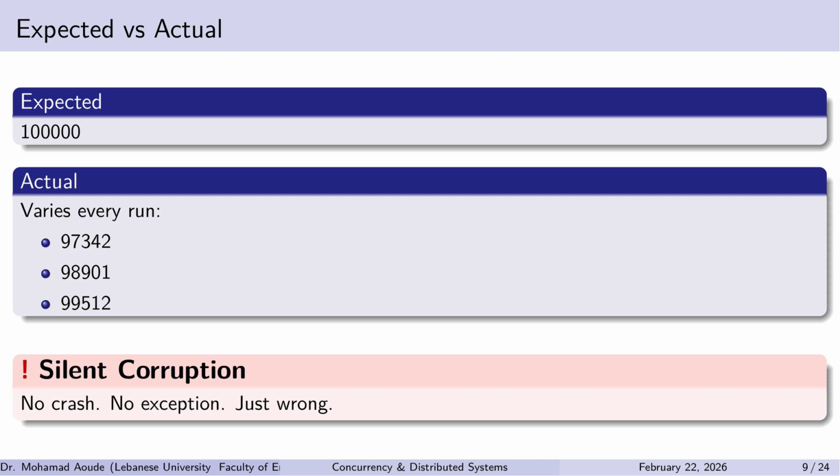Expected output is 1,000,000. Actual output varies every run. This is the key danger. No crash, no exception, just wrong values. Race conditions often escape unit tests and staging environments because they are probabilistic. They are architectural risks, not just implementation mistakes.